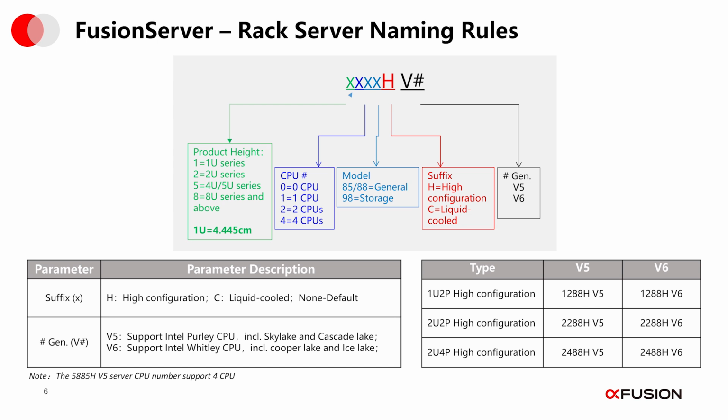For example, 2488H V5 is a 2U 4-processor high configuration server equipped with Intel Purley CPU, including Skylake and Cascade Lake. And there is an exception, which is our 5885H V5. This is a 4U 4-socket rack server, but named as 5885.